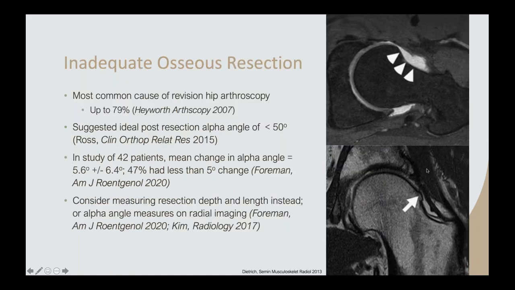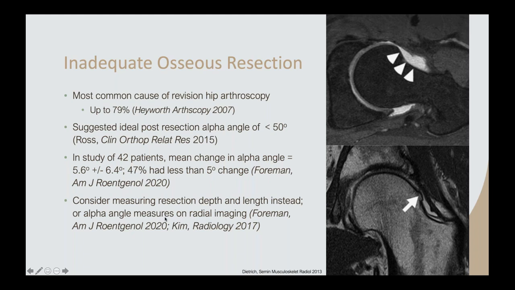So what we're looking out for in this part of the procedure, in fact, this is very important: the most common cause of revision hip arthroscopy is inadequate osseous resection. So how do you measure that? Some people suggested that if you measure the post-operative alpha angle, it should be less than 50 degrees. We know the normal is about 55. In another study, they showed that the mean change is about 5 to 10 degrees. However, the same study also showed that among 42 patients, about half had less than a 5-degree change.